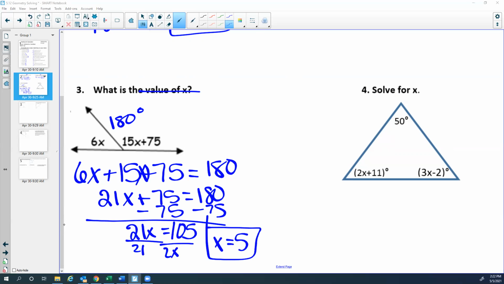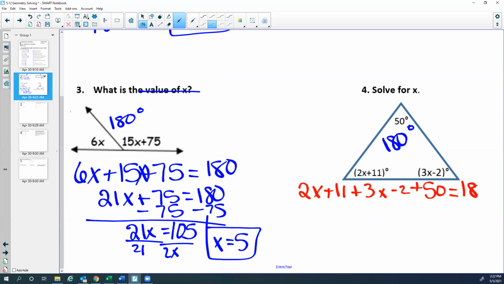Same idea on the next problem. It says solve for X. Now this time we're talking about a triangle. In a triangle, we said all the angles add up to 180 degrees. So let's take all three angles and add them to equal 180. 2X plus 11 plus 3X minus 2 plus 50 equals 180.